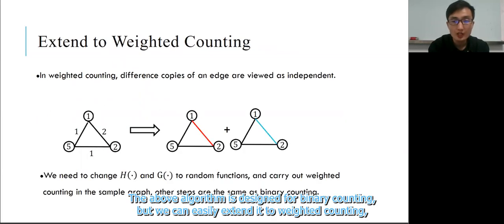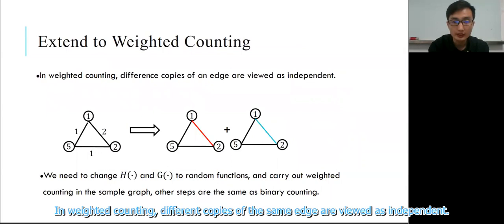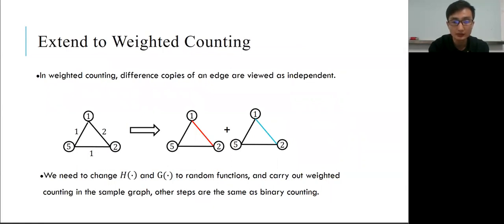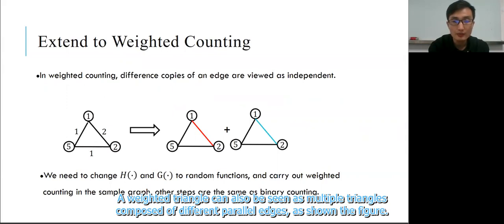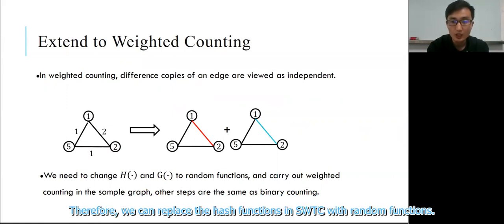The above algorithms are designed for binary counting, but we can easily extend it to weighted counting. In weighted counting, different copies of the same H are viewed as independent. A weighted triangle can also be seen as multiple triangles composed of different parallel edges, as shown in the figure. Therefore, we can replace the hash functions in SWTC with random functions.